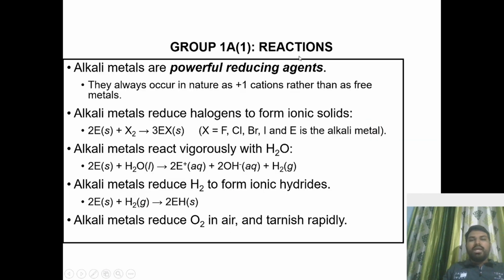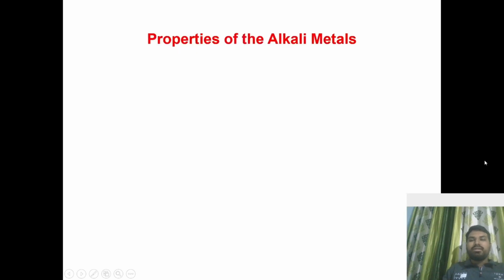Group 1A, these are the reactions. Alkali metals are powerful reducing agents. They always occur in nature as +1 cations rather than as free metals. Alkali metals reduce halogens to form ionic solids. Alkali metals react vigorously with water. 2E means alkali metals. Alkali metals reduce H2 to form ionic hydrides. Alkali metals reduce O2 in air and tarnish rapidly.